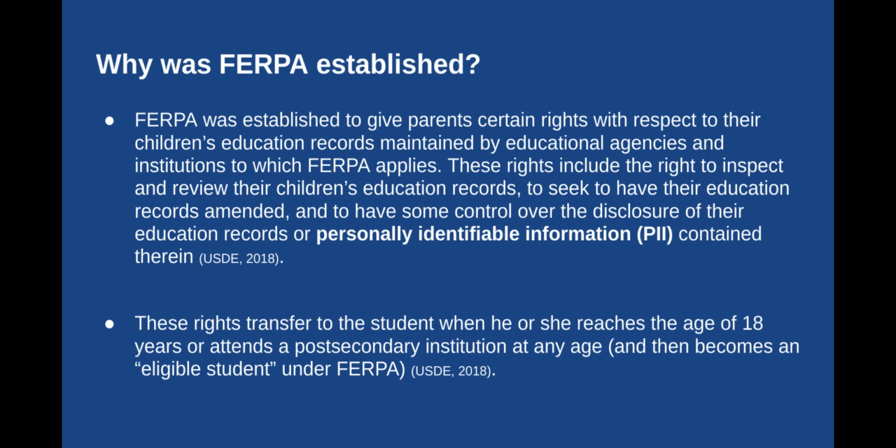FERPA was established to give parents certain rights with respect to their children's education records. These rights include the right to inspect and review their records, seek to have their education records amended in case there's a mistake, and also to have some control over the disclosure of their child's personally identifiable information, called PII. These rights actually then transfer to the student themselves when he or she reaches the age of 18.